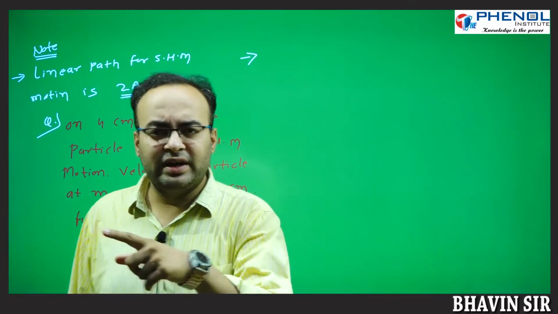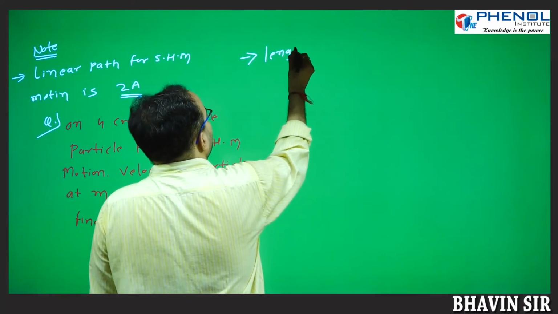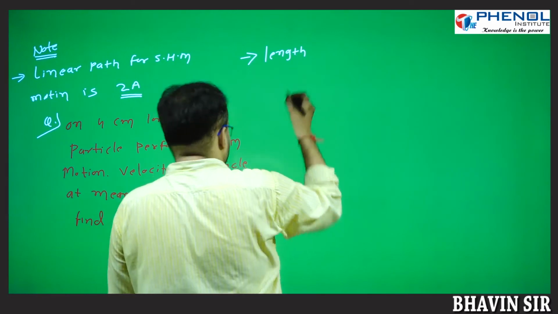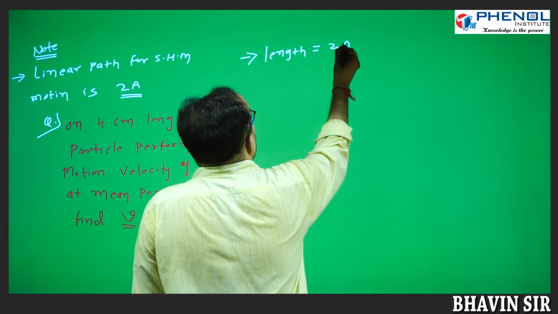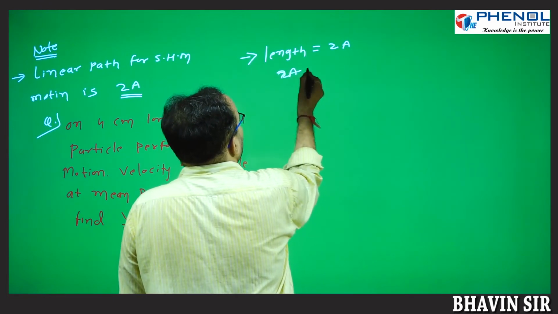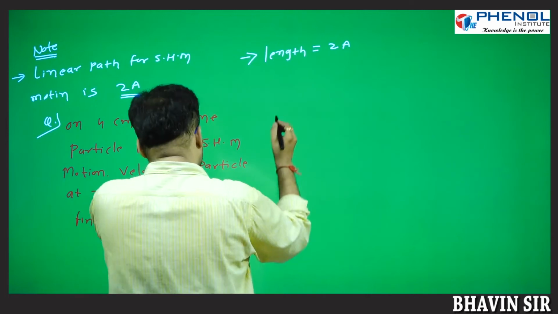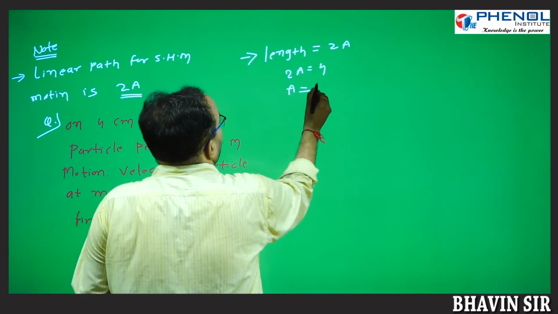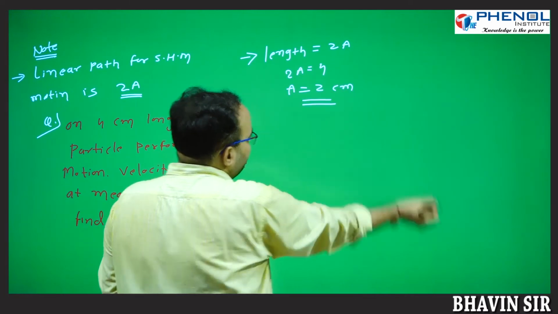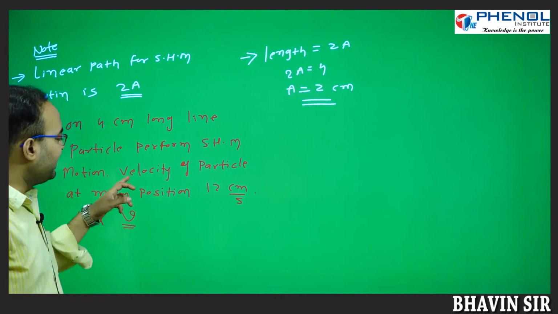The length of line is 2a. Here 2a is equal to 4. So what is the amplitude? 2 centimeter. Clear? Chalo. Now second is what?